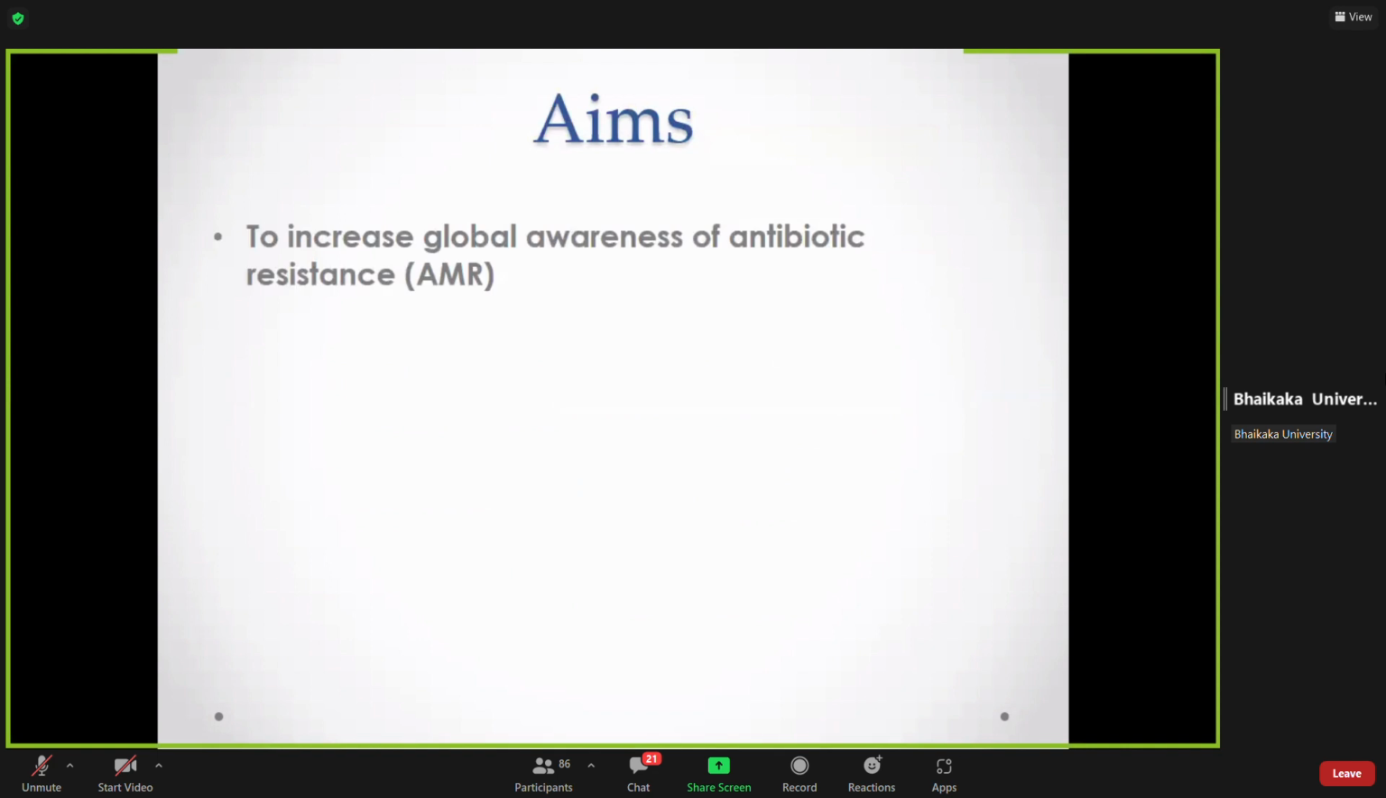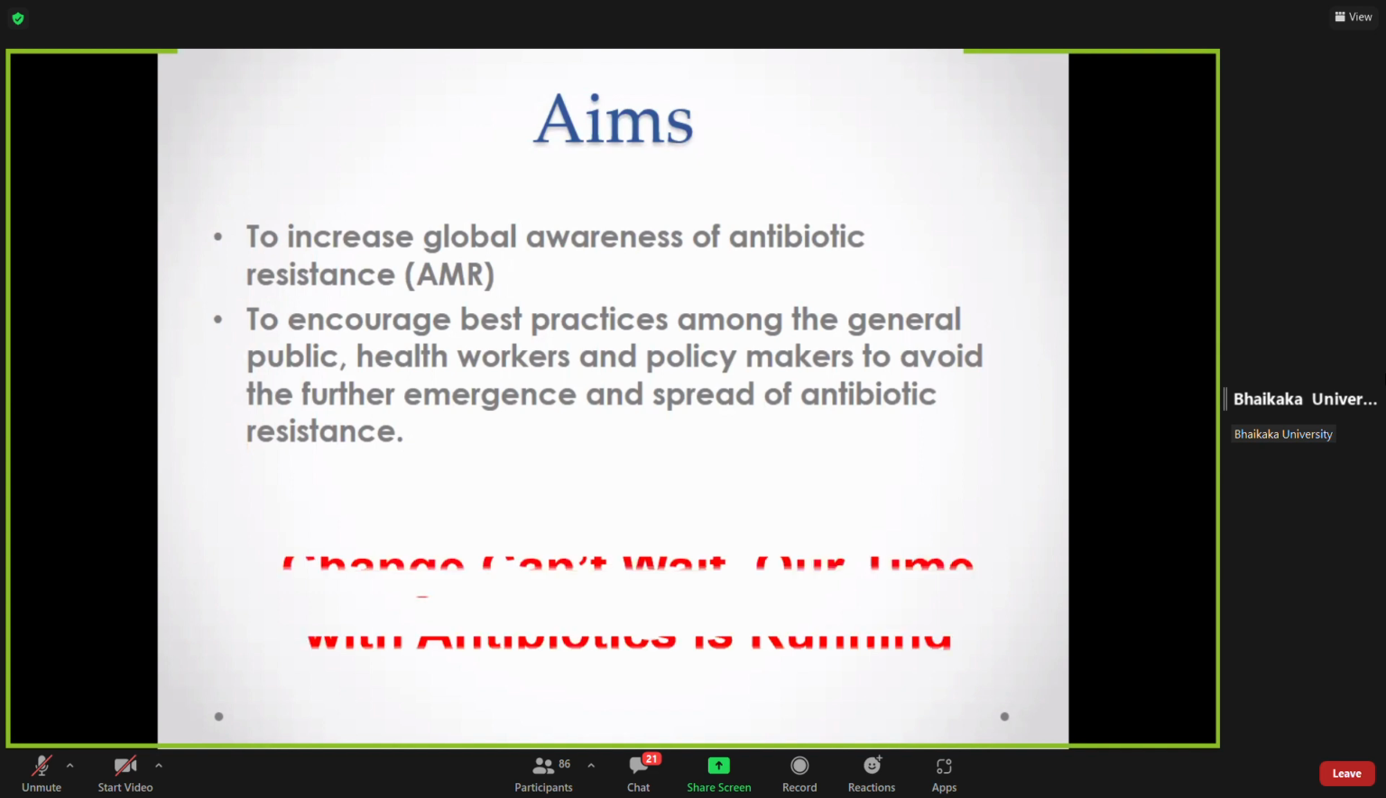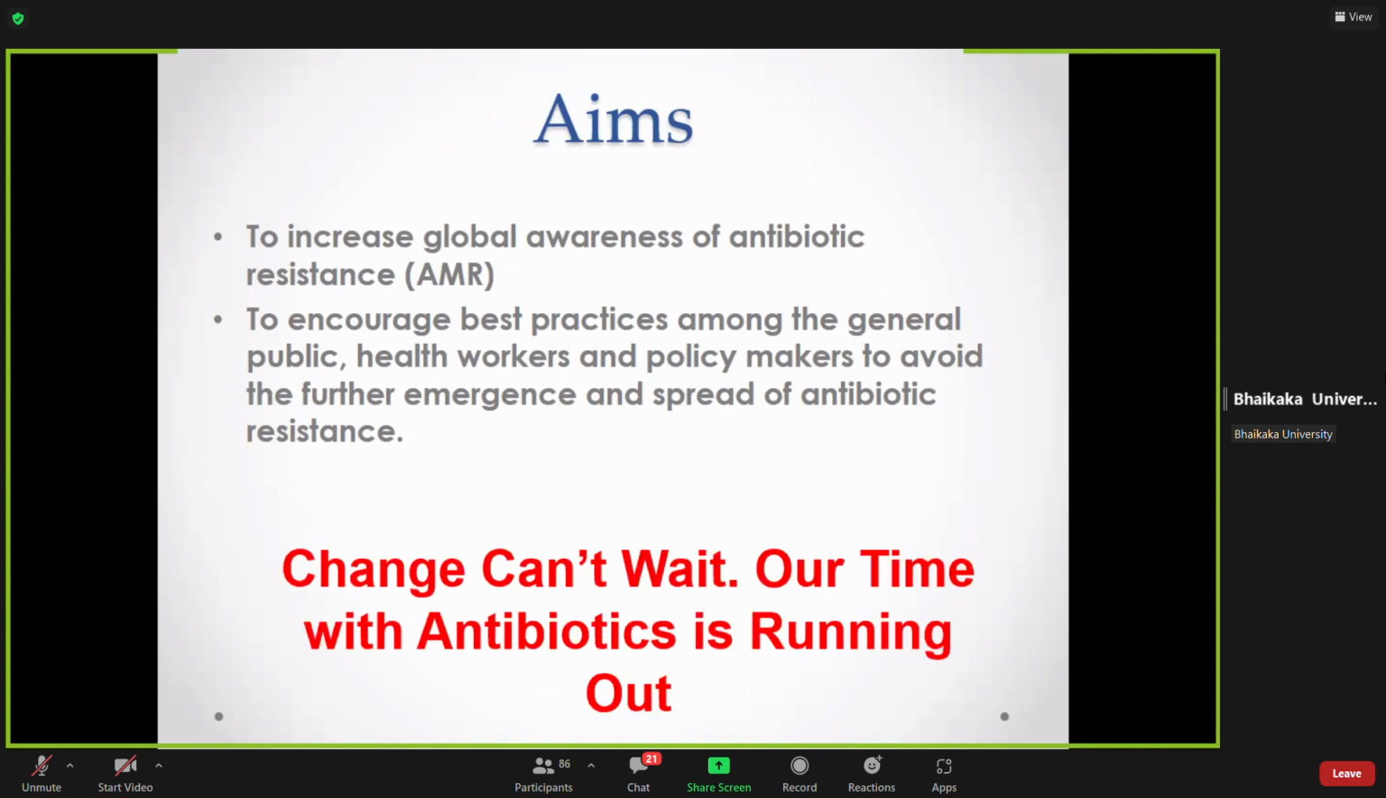So the aim is to increase global awareness of antibiotic resistance, to encourage best practices among the general public, healthcare workers, and policymakers, and to avoid the further emergence and spread of antibiotic resistance. That was the aim of that week's celebration. Change can't wait. Our time with the antibiotics is running out. As I've told you before, there is now no new antibiotic coming from any pharma company.